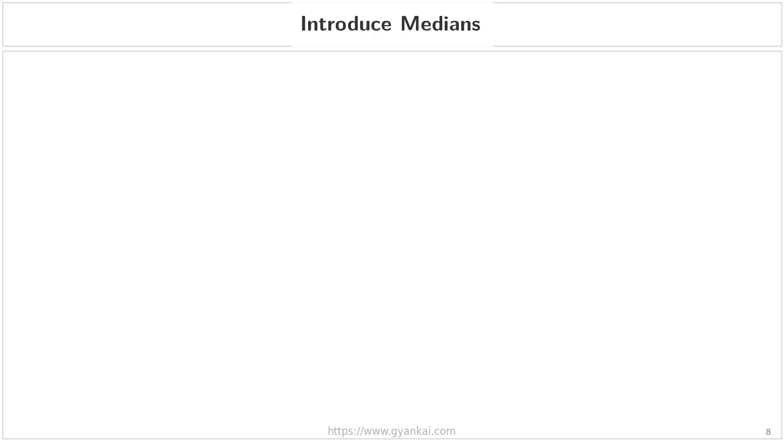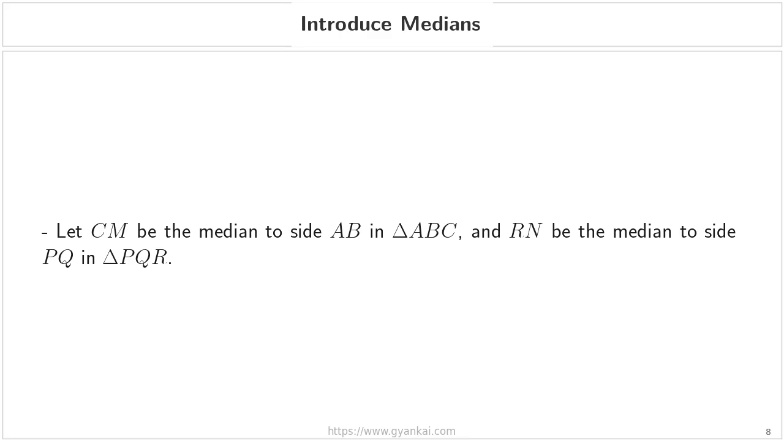Introduce medians. Now that we have established the initial similarity between our two main triangles, let's introduce the medians to see how they behave. Suppose we draw a line segment, which we'll call CM, starting from vertex C and meeting the midpoint of side AB in triangle ABC. Similarly, in our second triangle, PQR, let's draw a median called RN, which connects vertex R to the midpoint of side PQ. We are going to use these specific segments to prove that the ratio of these medians remains consistent with the ratio of the sides we discussed in the previous slides.